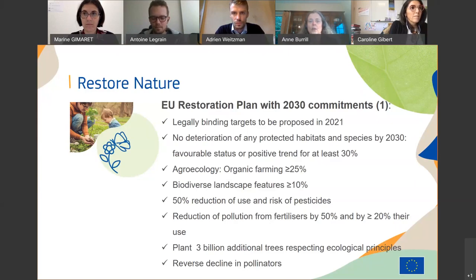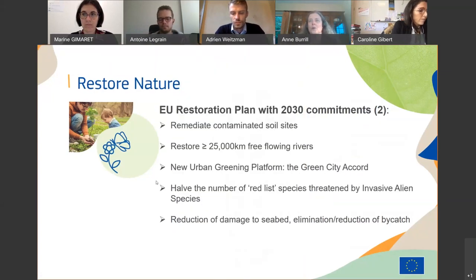Of course, we're not talking here about just restoring nature to an ideal pristine state, but about actions to restore the functionality of ecosystems and the availability of the ecosystem services that healthy ecosystems provide. So this is where we're talking about trying to improve our agricultural model, for instance, and move from a more intensive, unsustainable land use to types of land use which respect ecological principles and work in harmony with nature. So here are a few more of the actions under the restoration plan.